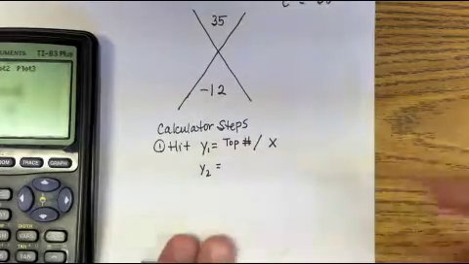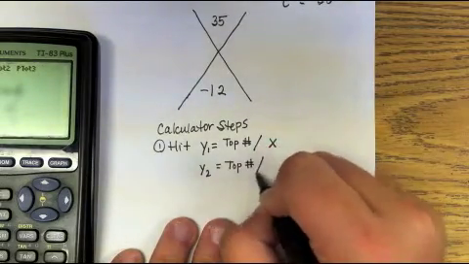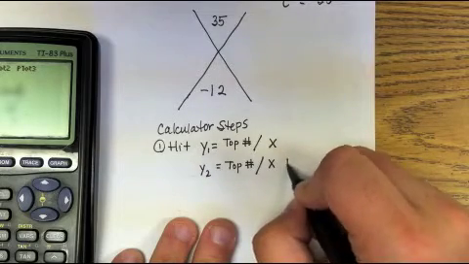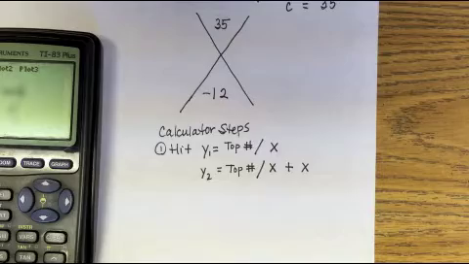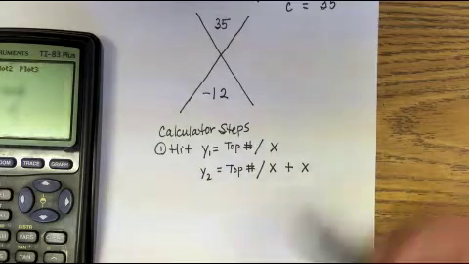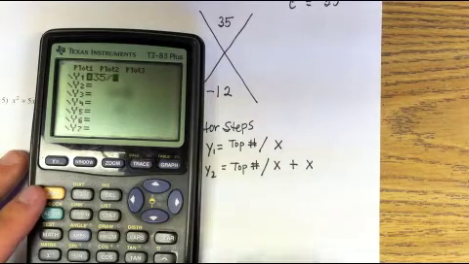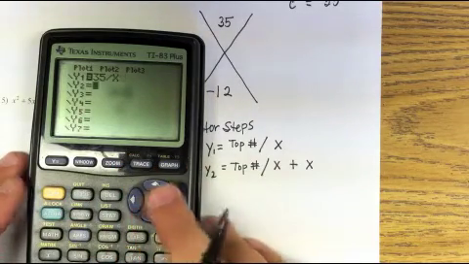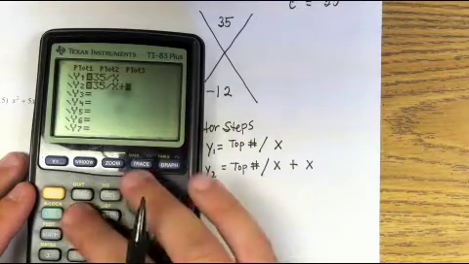Okay? And in y2, you're going to say that top number divided by X, and then you're going to add an X. Okay? So small baby steps at a time. Let's go ahead and get this in there. So in y1, I should have 35 divided by X. And in y2, I should have 35 divided by X plus X.